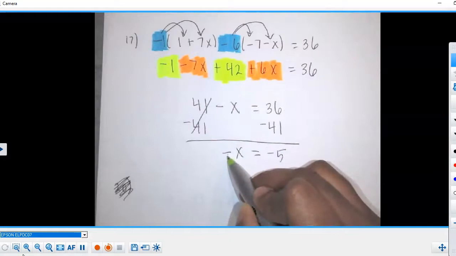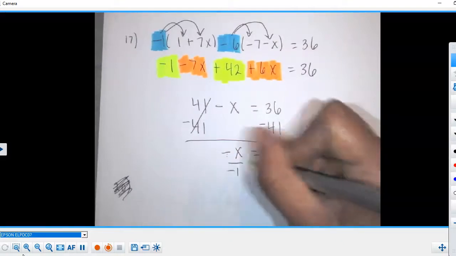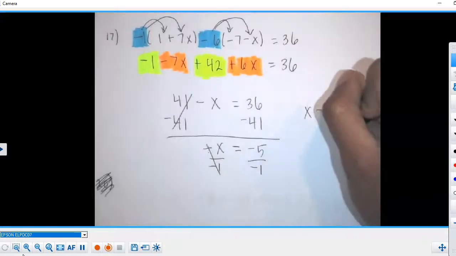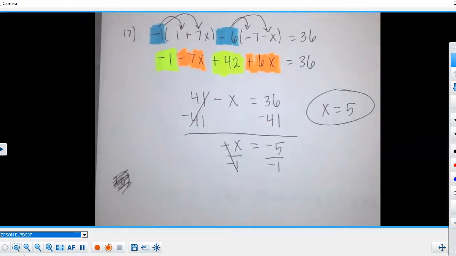And then don't forget that negative. There's no such thing as negative letters in the alphabet. So we're going to divide by negative 1. Okay, because I don't want a negative x, I want a positive x. The final answer, x is equal to positive 5. That's the answer for number 17.